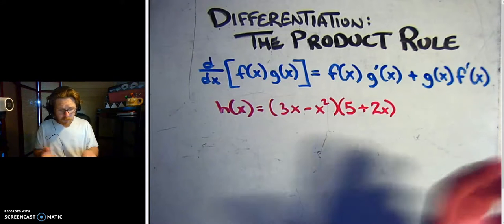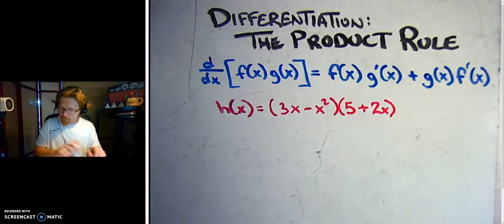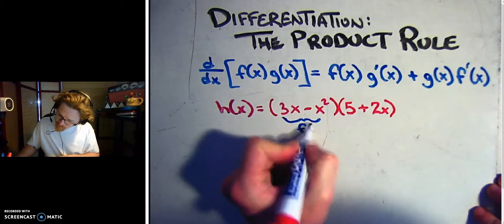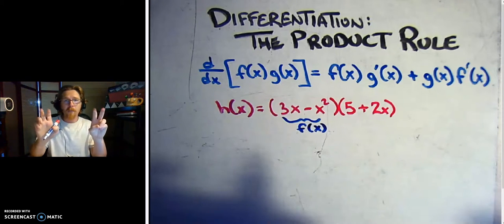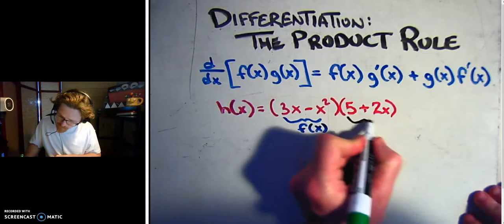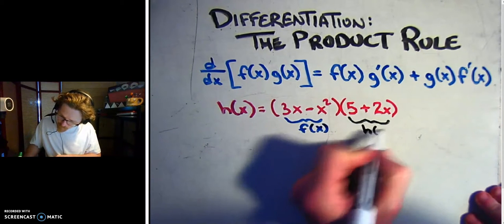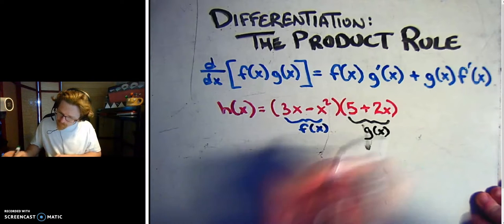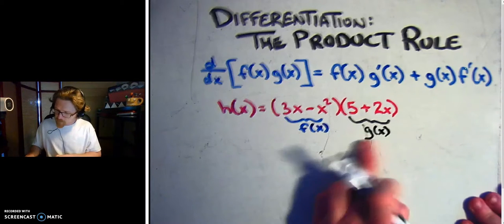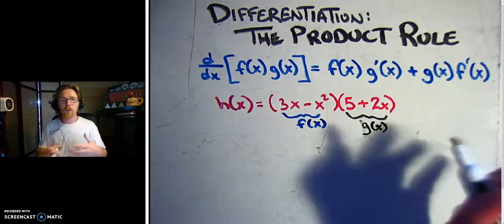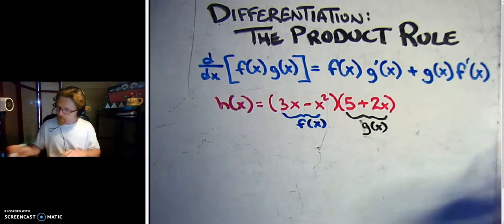So what we're going to do is label these to help us make sense of this. I'm going to take this piece and I'm going to say this is what I'll call f of x. And then we'll say this part of h of x is what we're going to call g of x. And so we now have our f of x and our g of x. So I'm going to follow this product rule to produce the derivative of h of x.